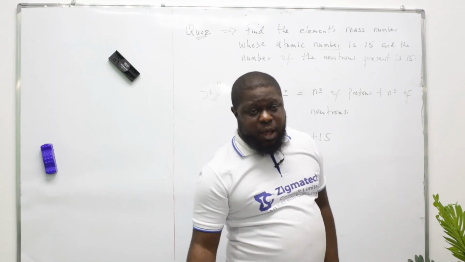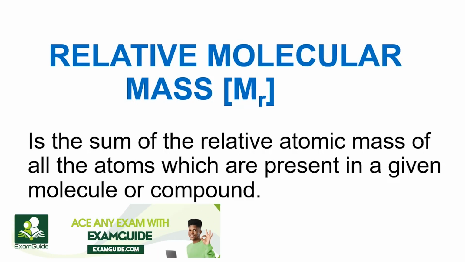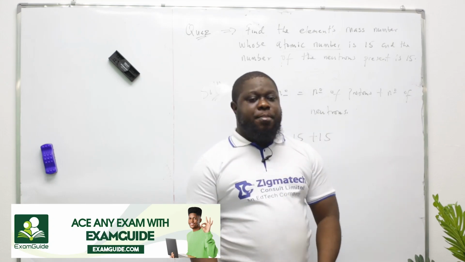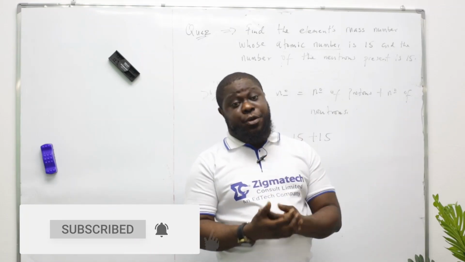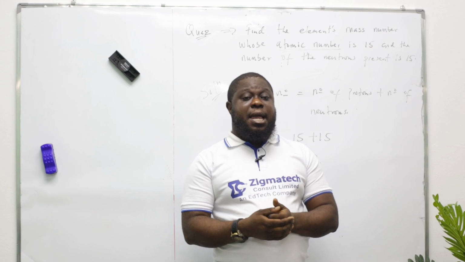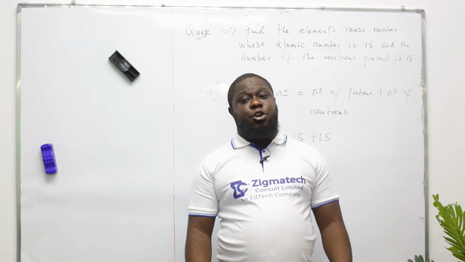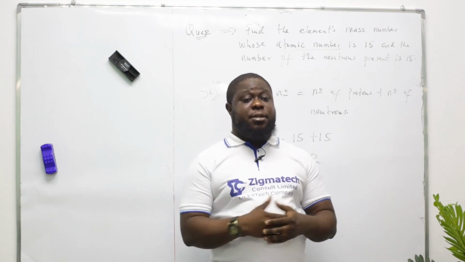You're done for that. Now, let's go to relative molecular mass. Relative molecular mass is the sum of the relative atomic mass of all the atoms which are present in a given molecular compound. Like I said, mass numbers are basically twice the atomic number, apart from some elements like chlorine, which is not a whole number, 35.5, sodium, which is 23, and some other elements. So basically, the mass number, like I said, is times 2.